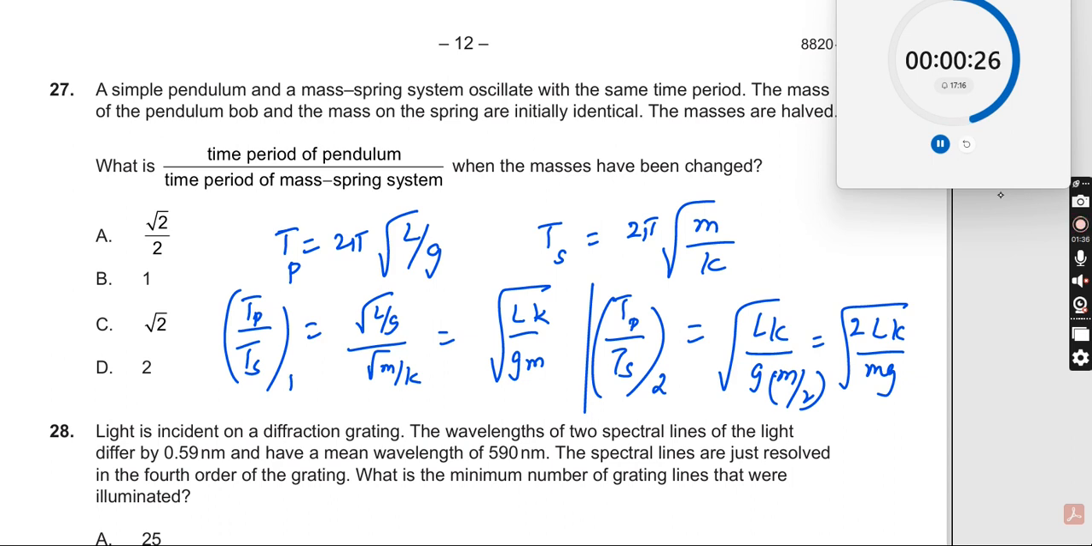So what is the difference between these two? You see, root 2 is adding over here. So if I compare between these two, the difference in the quantity is root 2. So thus the answer should be root 2 over here. Okay, let us move on to 28th question.